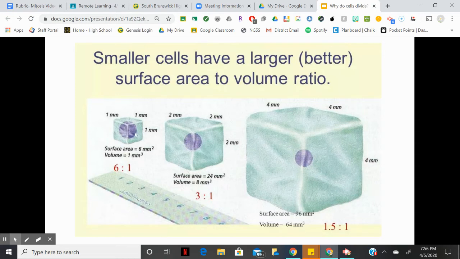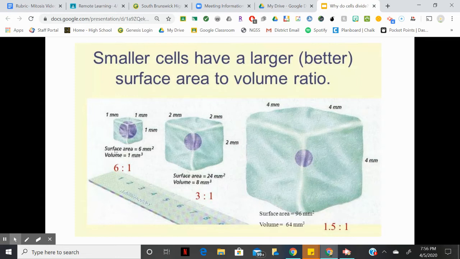Actually, that's a really big cell. Usually cells are measured in nanometers, which is 9 orders of magnitude smaller than a meter. So millimeter cells would actually be gigantic. But this is just for mathematical sake. So let's say you have a small cell and then a bigger cell.